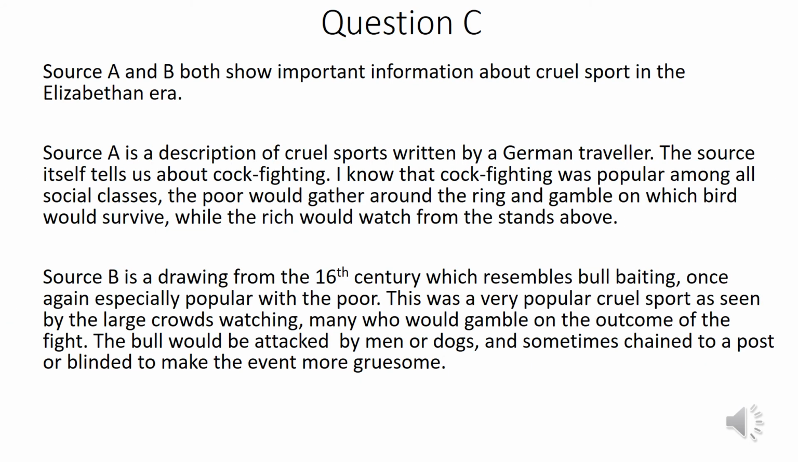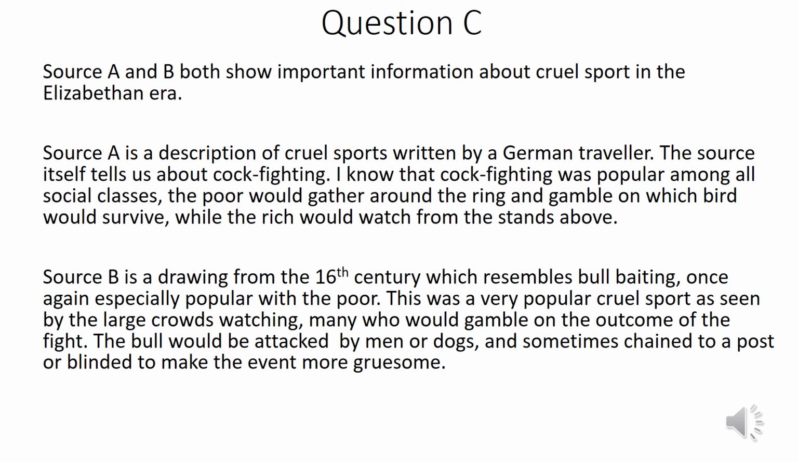Source A and B both show important information about cruel sport in the Elizabethan era. Source A is a description of cruel sports written by a German traveller. The source itself tells us about cockfighting. I know that cockfighting was popular among all social classes. The poor would gather around the ring and gamble on which bird would survive, while the rich would watch from the stands above.